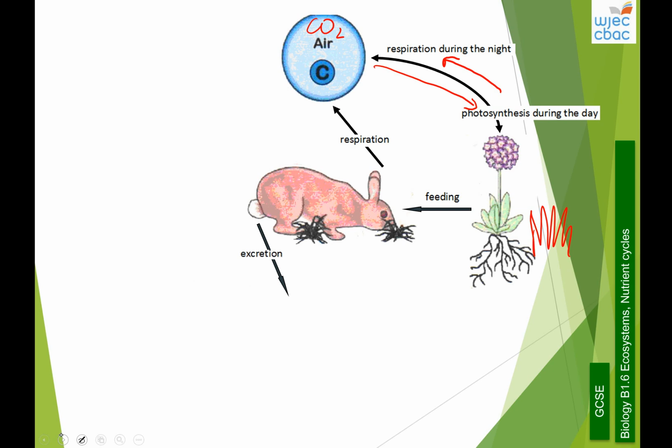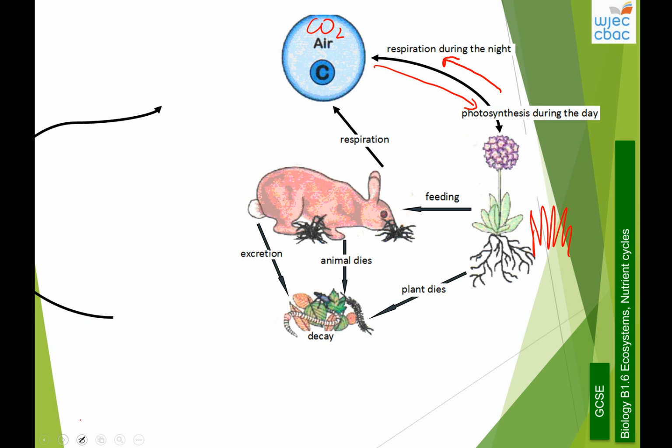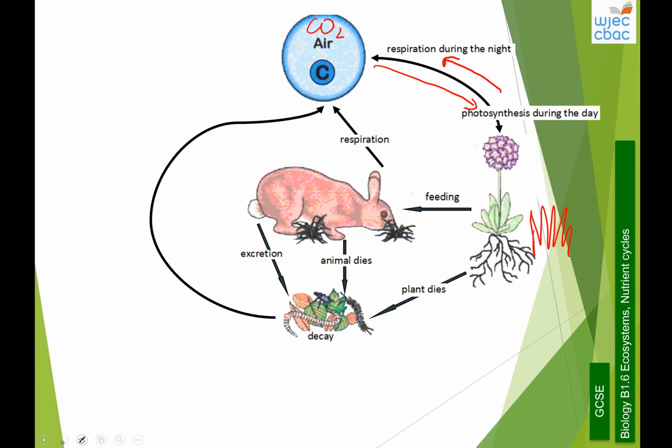Then our next arrow on here is the animal excreting waste in the form of feces and urine. We could also have that the animal dies, unfortunately. We can have that the plant starts to die and decay. So all of these processes, excretion, animal dying, plant dying, there's going to be decay going on here to release the carbon dioxide back into the air by the microbes, causing the decay by respiration of soil microbes.